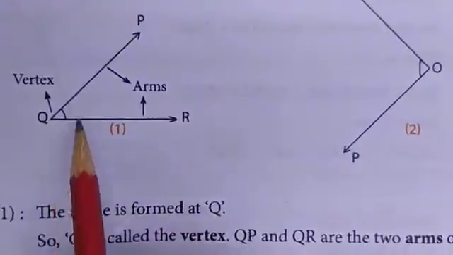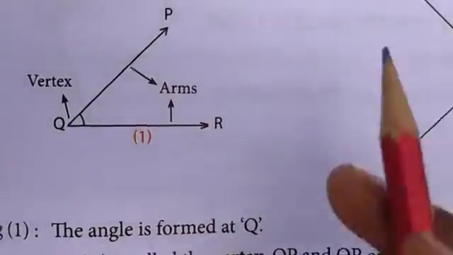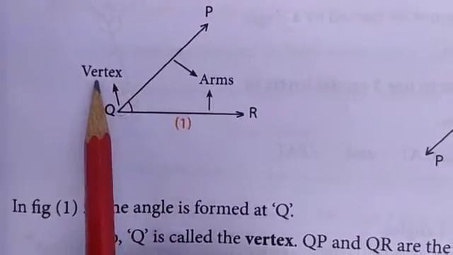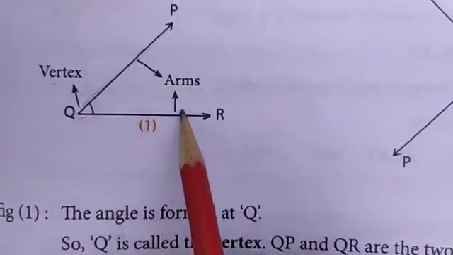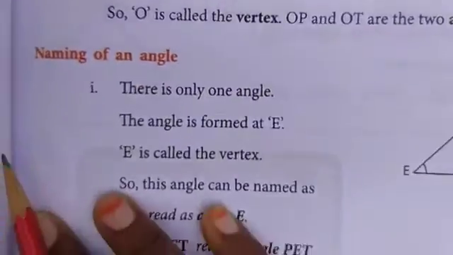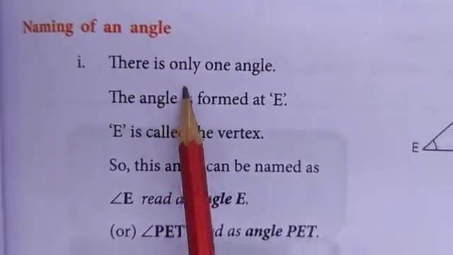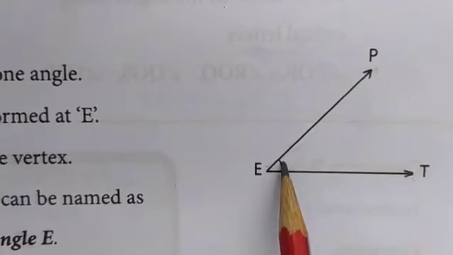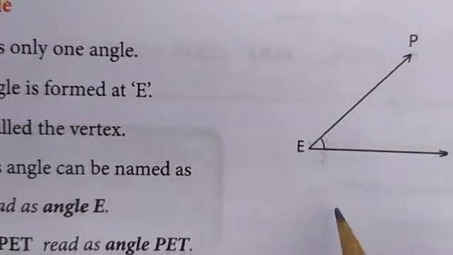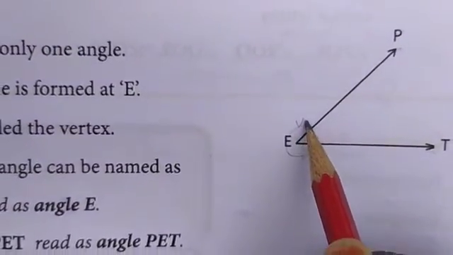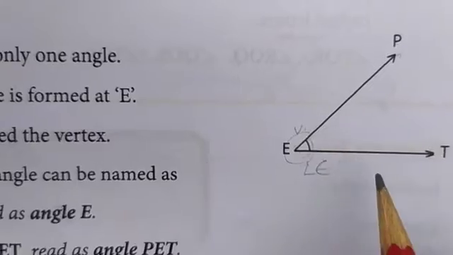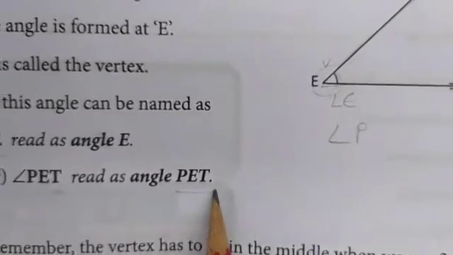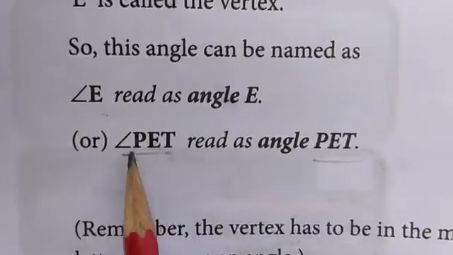Now, parts of an angle. When two lines meet at a point, an angle is formed, and the point where they meet is called the vertex. The rays are called the arms. How can we name an angle? Here only one angle is formed when the two lines intersect. This point is called the vertex, and the angle is angle E. Otherwise we can also write it as angle PET. So this can be written like this, angle PET.